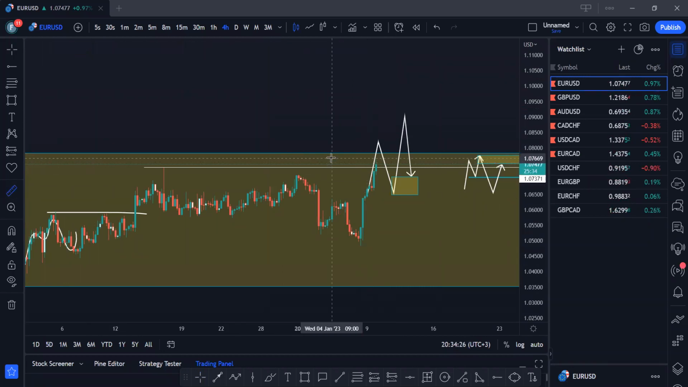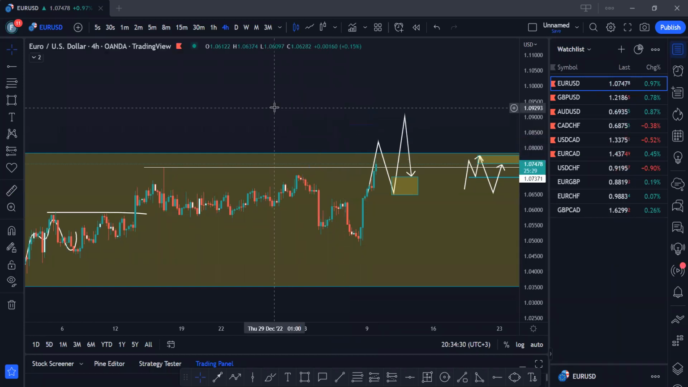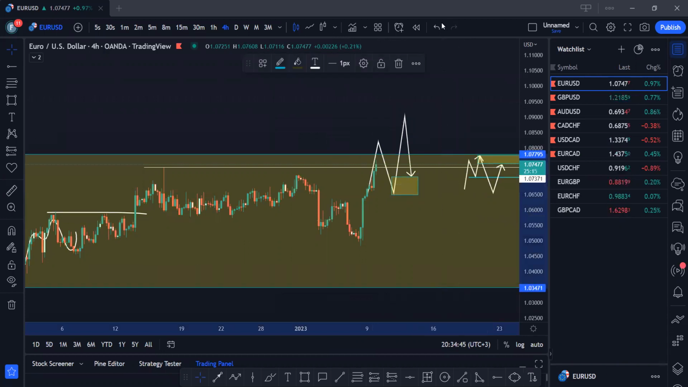So price might actually break this zone. Okay, but who knows what's going to happen on Euro USD. But don't let us overthink it. Let's just act according to what price is giving us. But for Euro USD, these are the two scenarios that I think we should wait for.